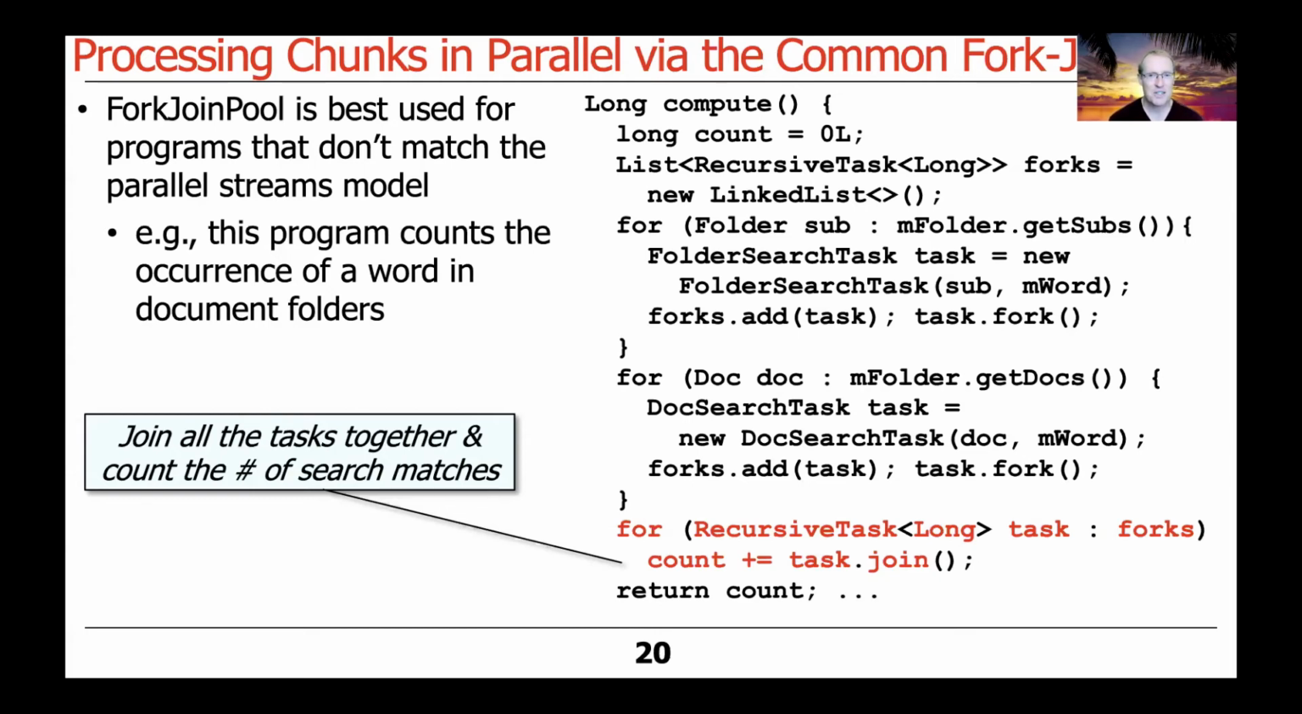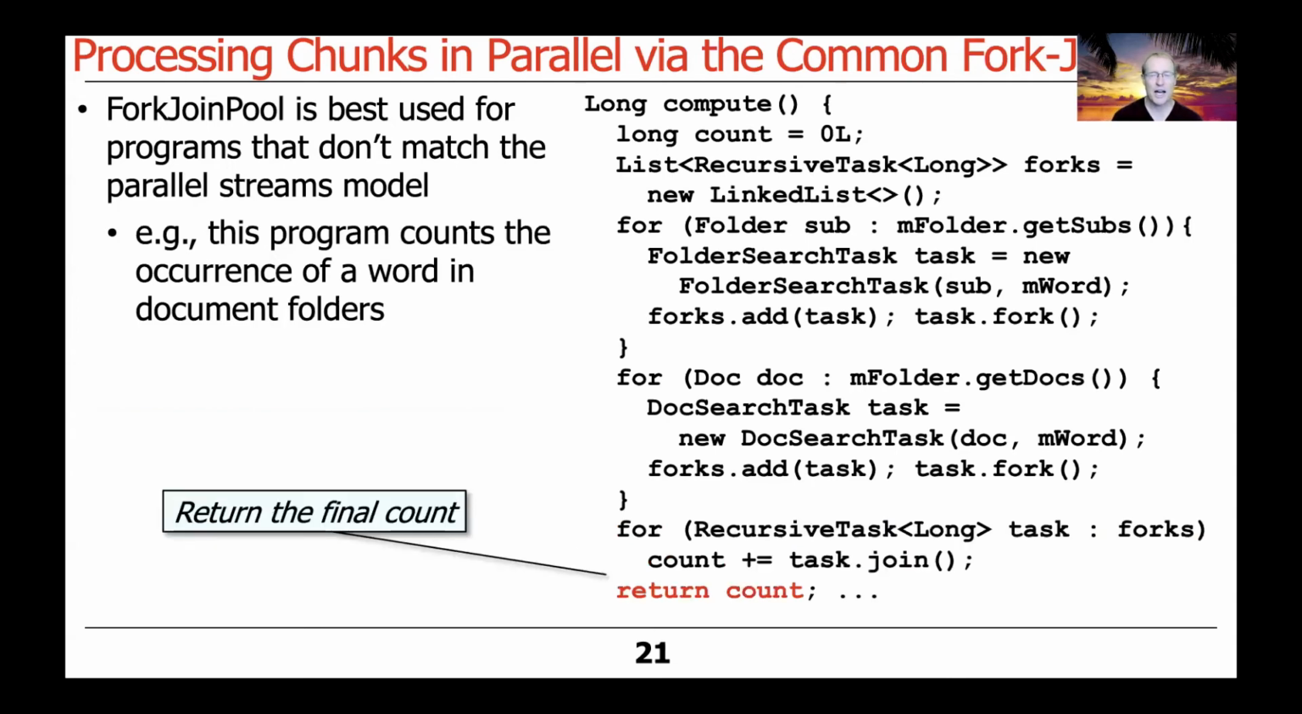run the processing that's taking place in parallel in the background in all these different fork join threads that are running around in the common fork join pool. And as those things complete, then the count gets incremented. And the final thing we do is we return the count.